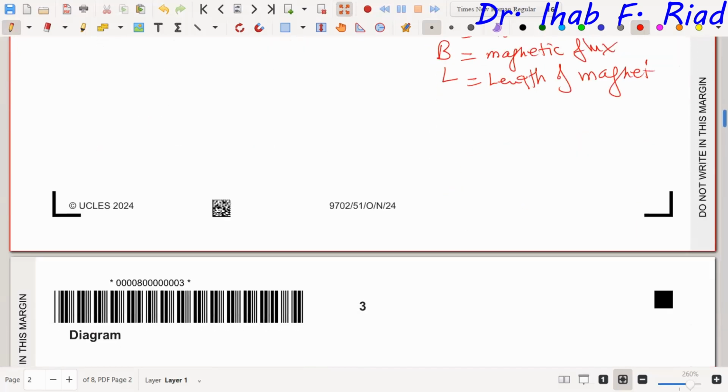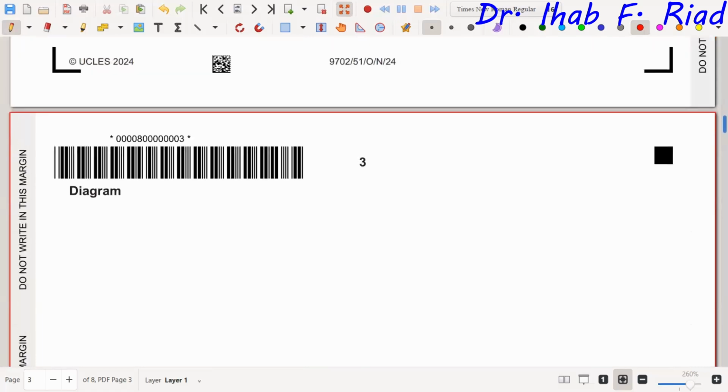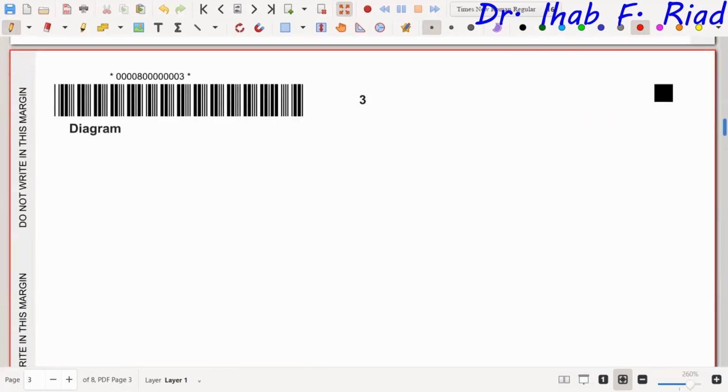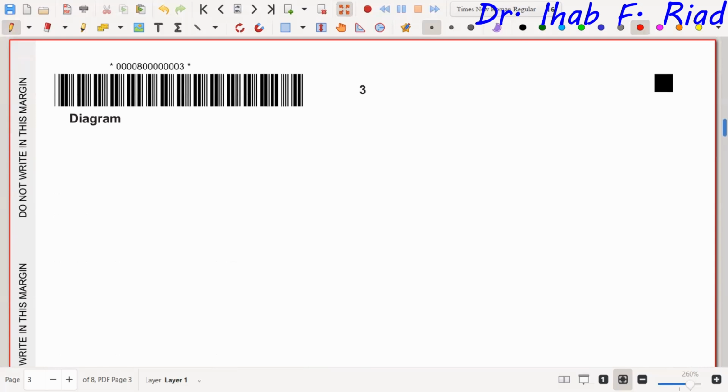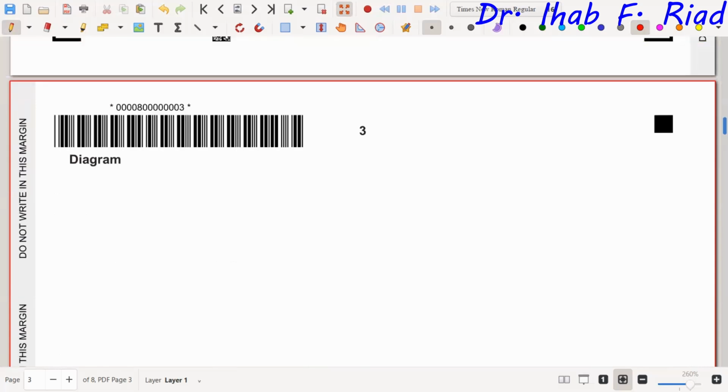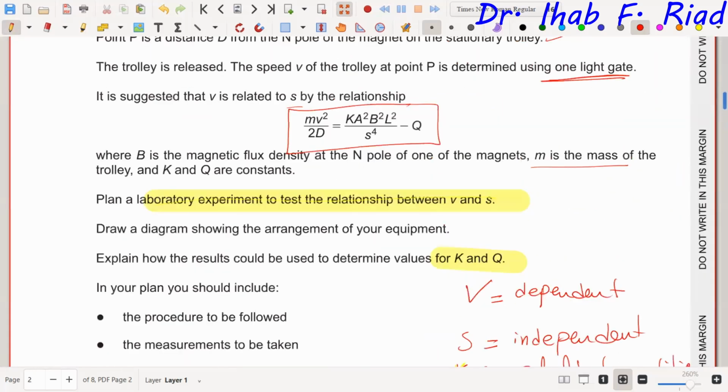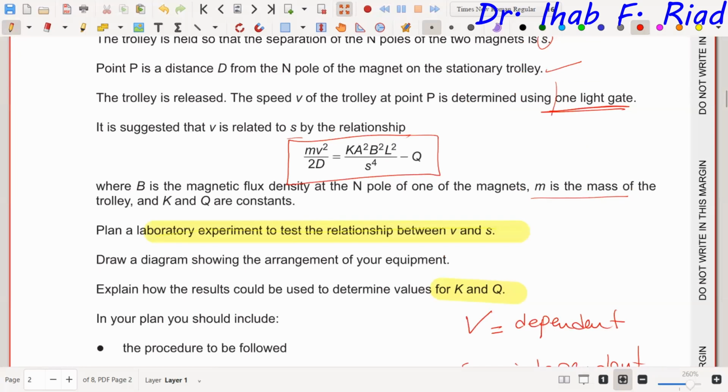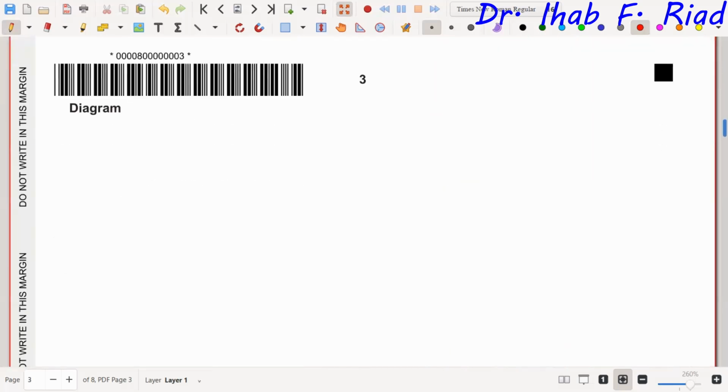Yes. So how are we going to answer this question? We are going to make a sketch to tell him what else we need. Do you remember he told us something about a light gate? Do you know what a light gate is? Not really. Okay, simple.